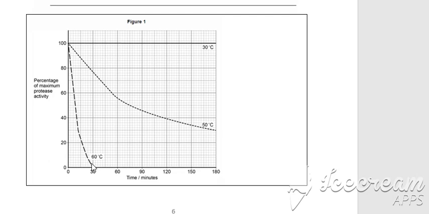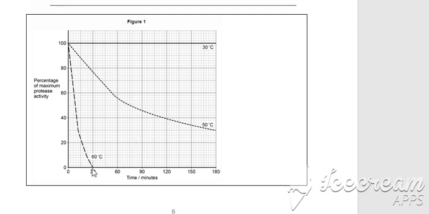So this suggests that in both cases, in both of the temperatures, the enzyme has become denatured. This will happen at a faster rate at 60 degrees because at 60 degrees there's more kinetic energy due to there being a higher temperature. Therefore, the bonds holding together the R groups between the amino acids are more likely to break quicker. So in both cases, the enzymes are denaturing.